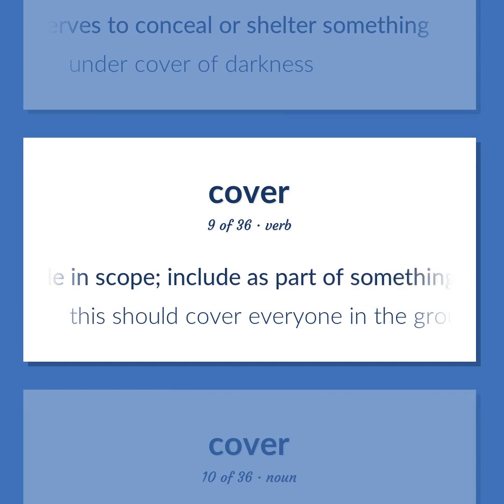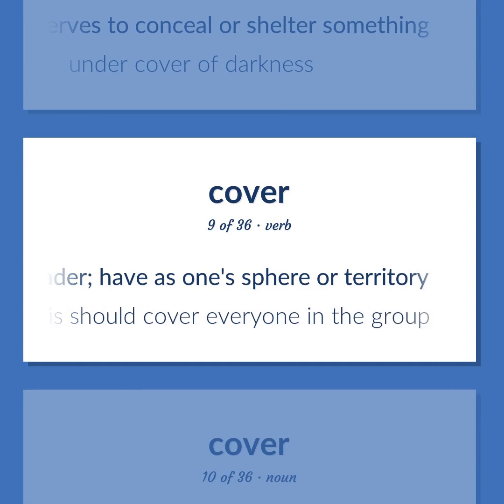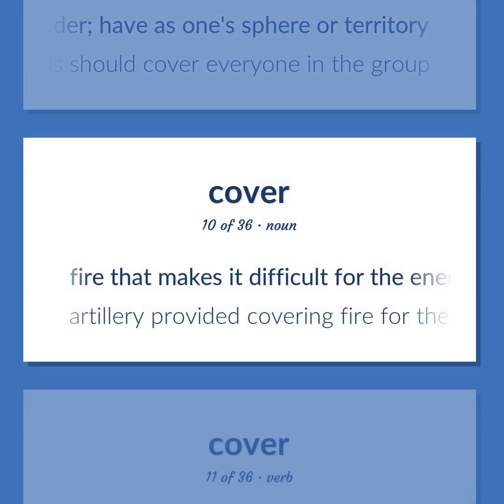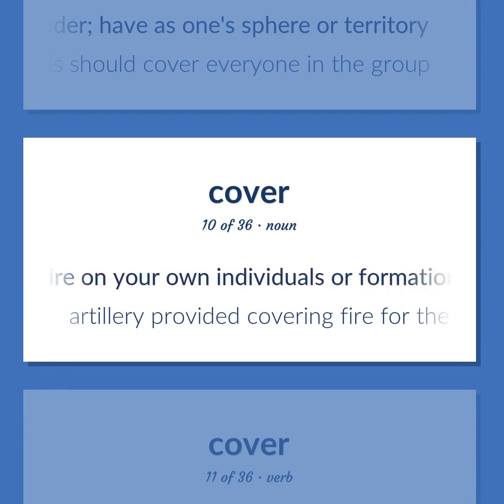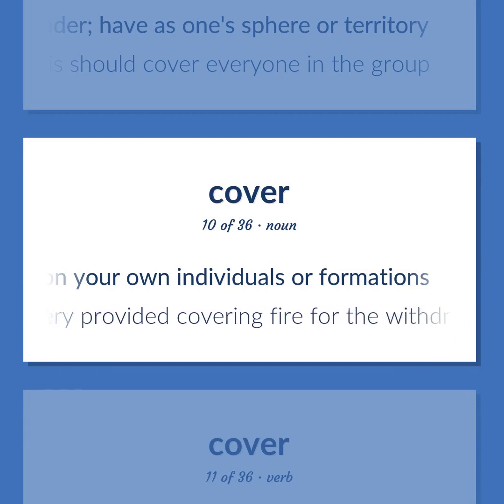Include in scope. Include as part of something broader. Have as one sphere or territory. This should cover everyone in the group. Fire that makes it difficult for the enemy to fire on your own individuals or formations. Artillery provided covering fire for the withdrawal.